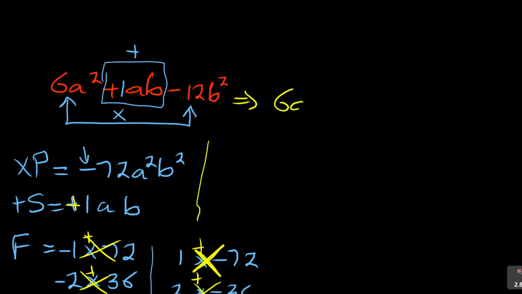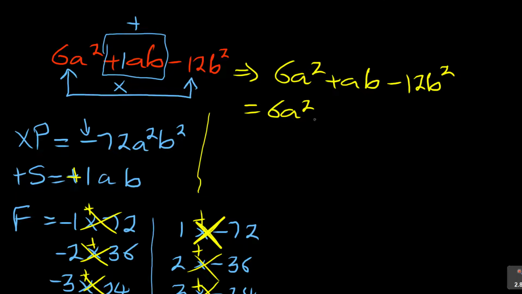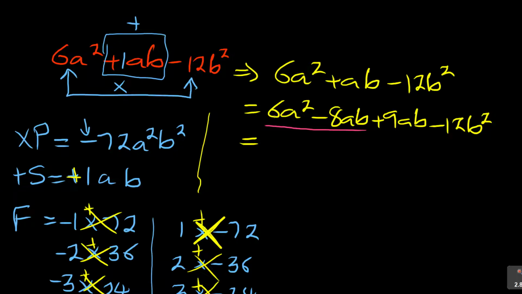I can say 6a squared plus ab minus 12b squared is equal to 6a squared. Remember the factors, we say it is this one, negative 8x plus 9x. So I can say now minus 8, actually it's not x, it must be ab, minus 8ab plus 9ab minus 12b squared, which is equal to, look at the first two. This is now factorization by grouping. What's common in the first two? Between 6 and 8, 2 is common.